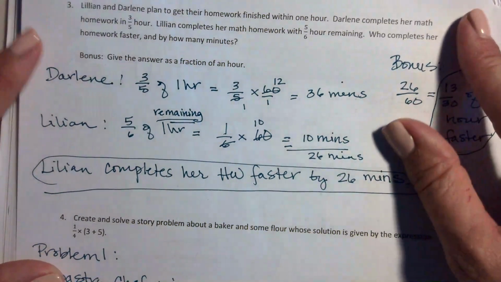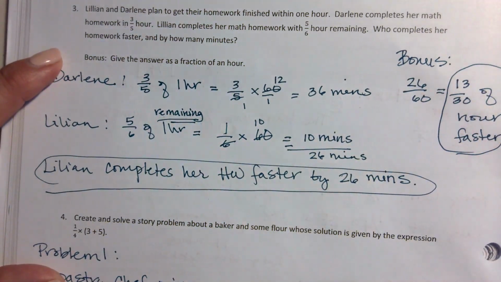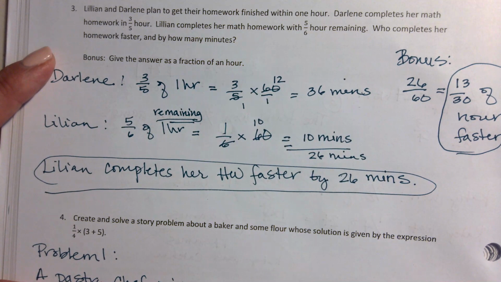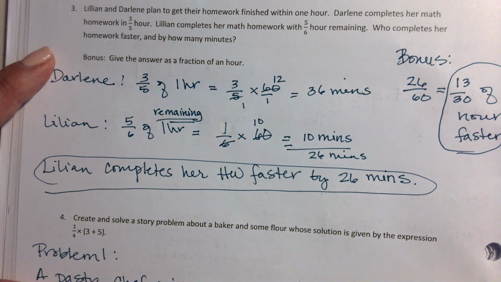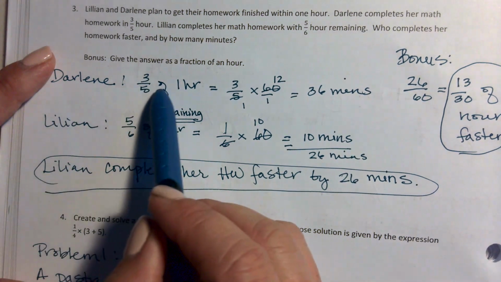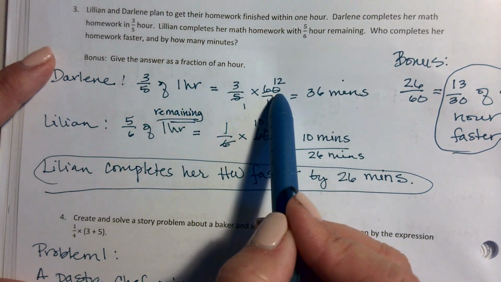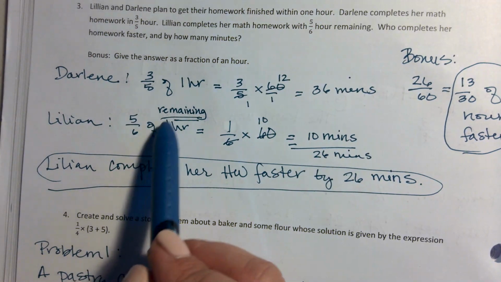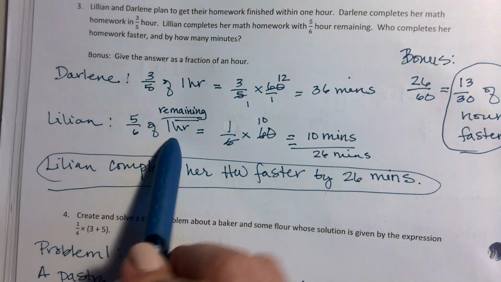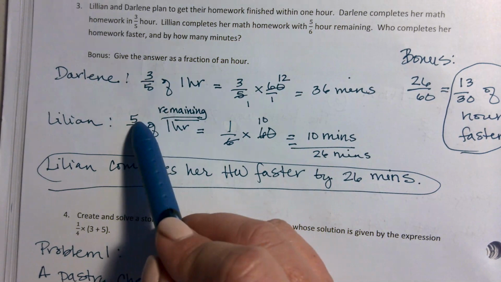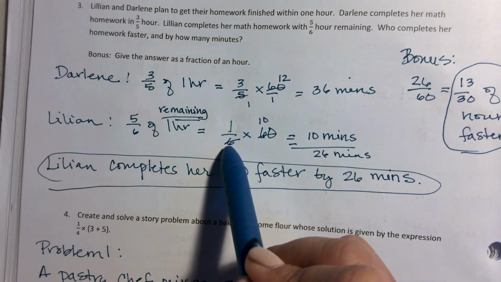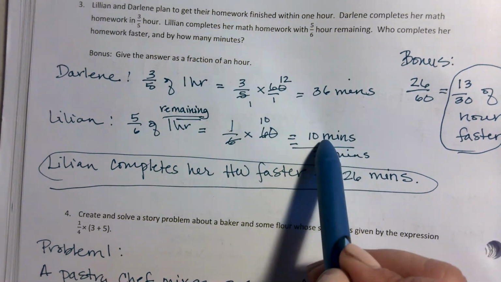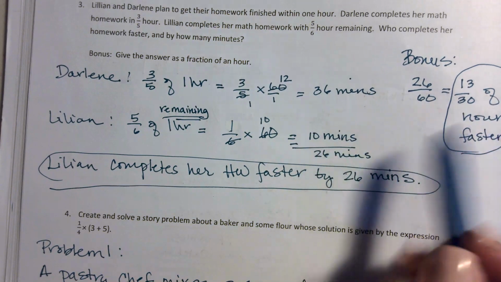Darlene completes her math homework in 3/5 of an hour. Lillian completes her math homework with 5/6 hour remaining. Who completes her homework faster and by how many minutes? So Darlene, 3/5 of an hour, 3/5 of 60 is 36 minutes. And Lillian, 5/6 of the remaining hour. So 1/6 times 60 comes to 10 minutes.